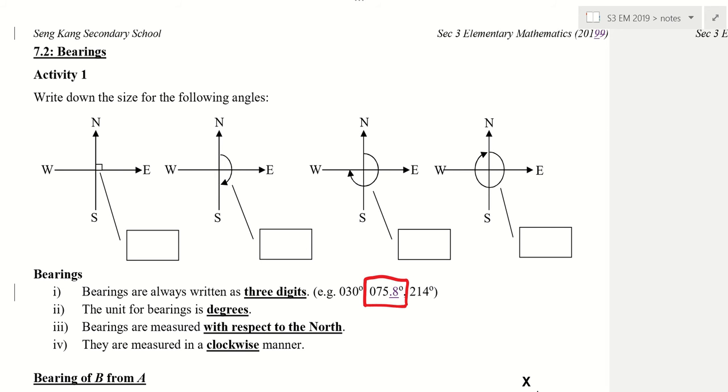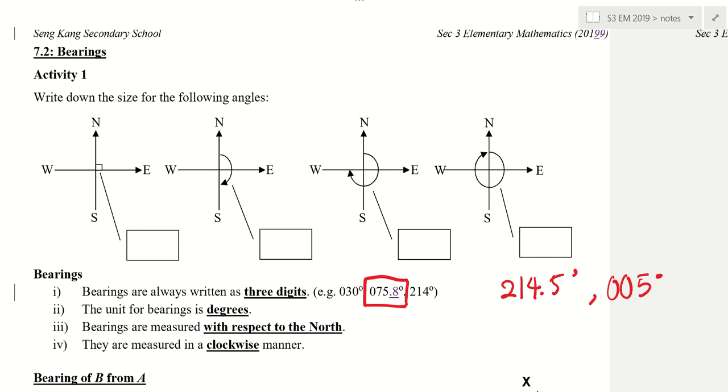Otherwise, you ask me, this one is 4 digits, why like that? Actually, it's not. So let's say it's 214.5, so you'll say 214.5. Example, if it's 5 degree, right? So you'll say 005.1 degree, or 005.0 degree, or 005 degree. You get the idea? So it's always 3 digits.